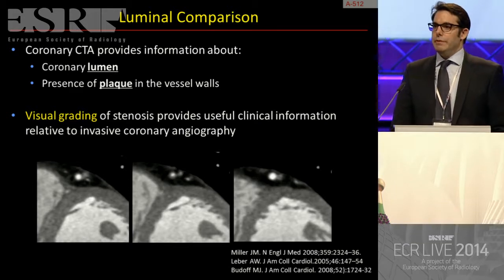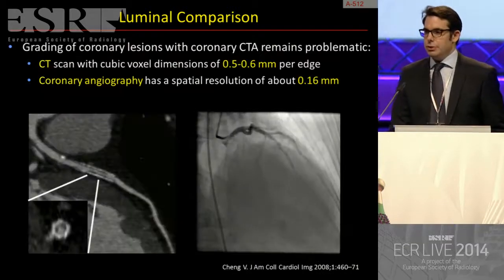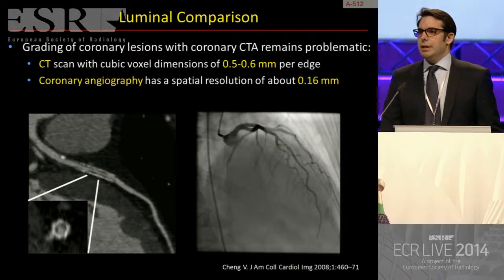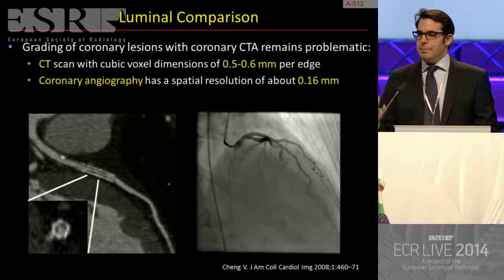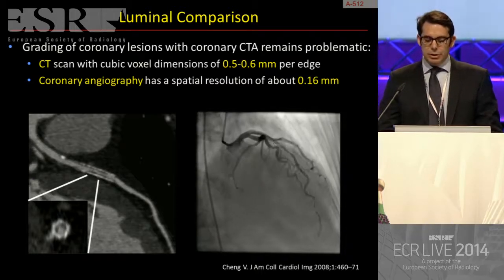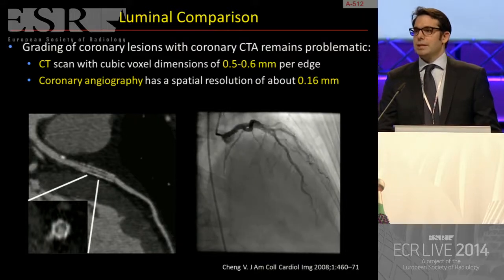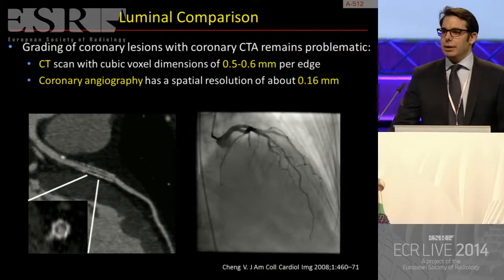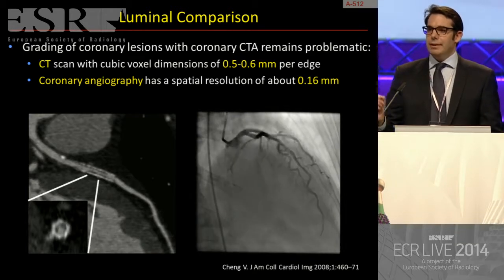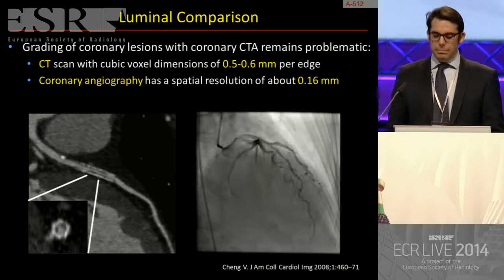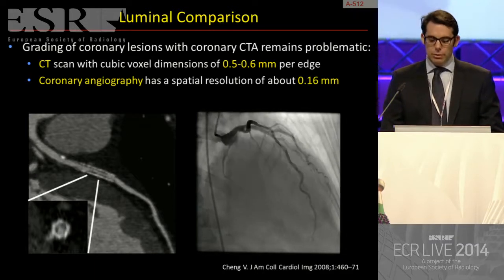We usually do visual grading. Visual because we don't have enough spatial resolution. The best we can get nowadays is around 0.5 millimeter. That's the best we can get. The spatial resolution of conventional coronary angiography, though, is 0.16. So in the best case scenario, we have a threefold worse spatial resolution. So again, remember that we may not be accurate, even comparing lumen to lumen.